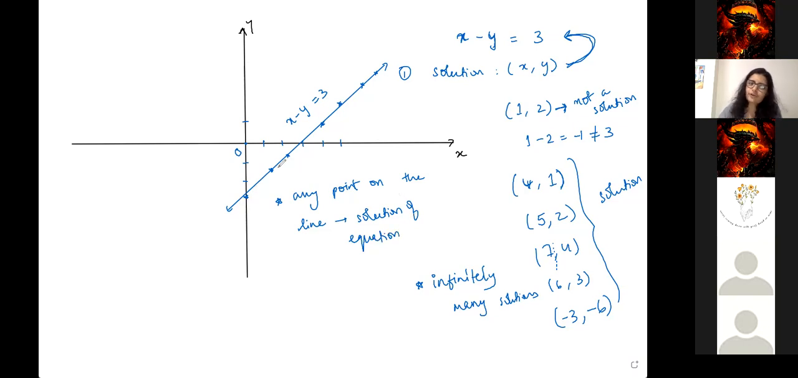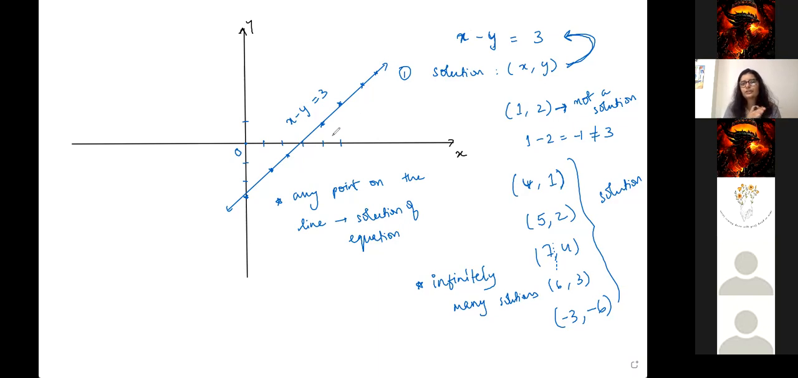So the set of all points will form the solution of this particular equation, and whichever point is not lying on this line is not a solution of the equation. If you put those points, you won't get LHS equal to RHS. Okay, so that is basically the brief about solutions.